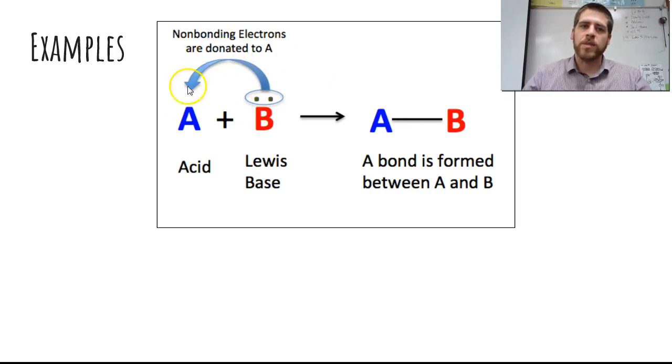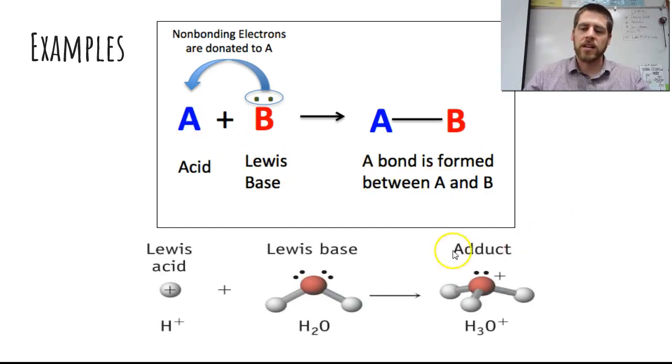The electron pair is being donated to the A here, so that's the acid. The Lewis acid accepts the electrons, and notice that a bond is formed. Sometimes that's called an adduct. The product from the Lewis acid and the Lewis base getting together is often referred to as an adduct. And that's really all you need to know.